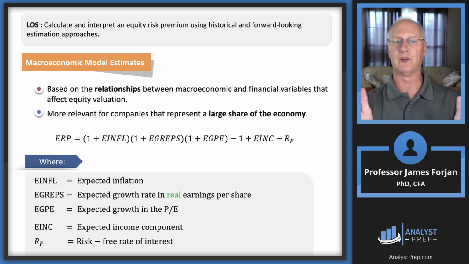And so notice those first three, it's 1 plus, 1 plus, 1 plus. So there's the compounding. There's the nature of kind of an internal rate of return or a geometric return. So we're going to do 1 plus, 1 plus, 1 plus, and multiply those. And then we're going to subtract 1.